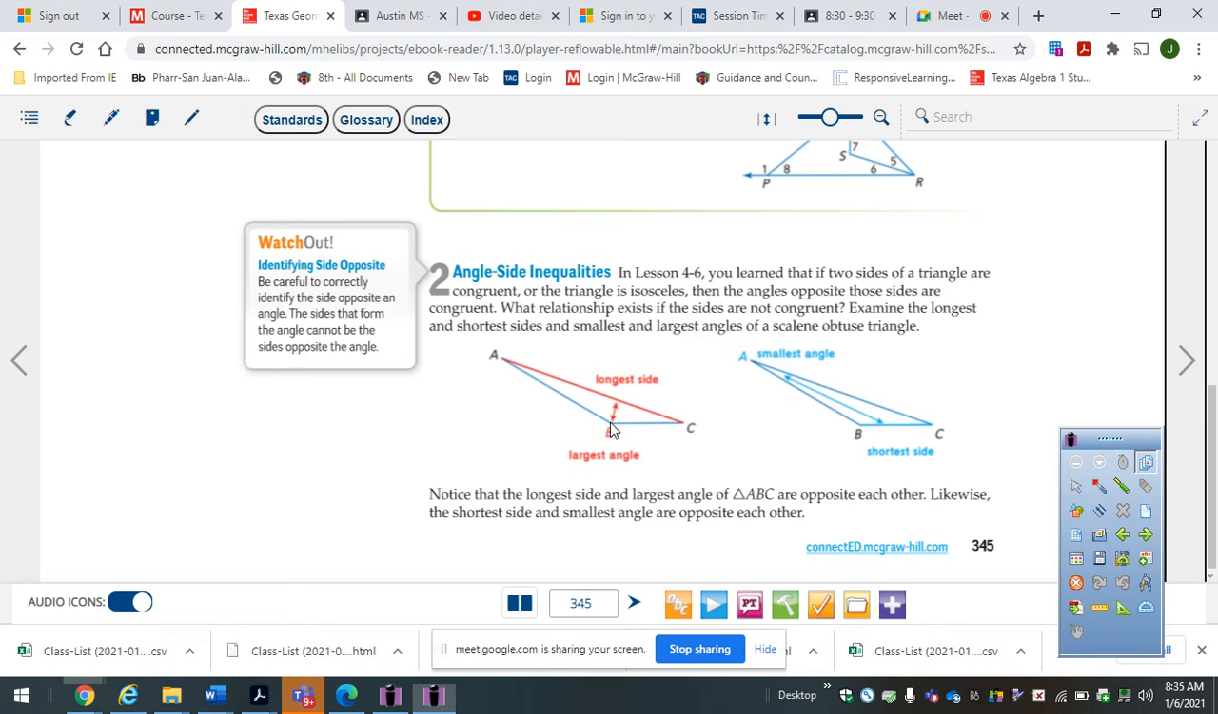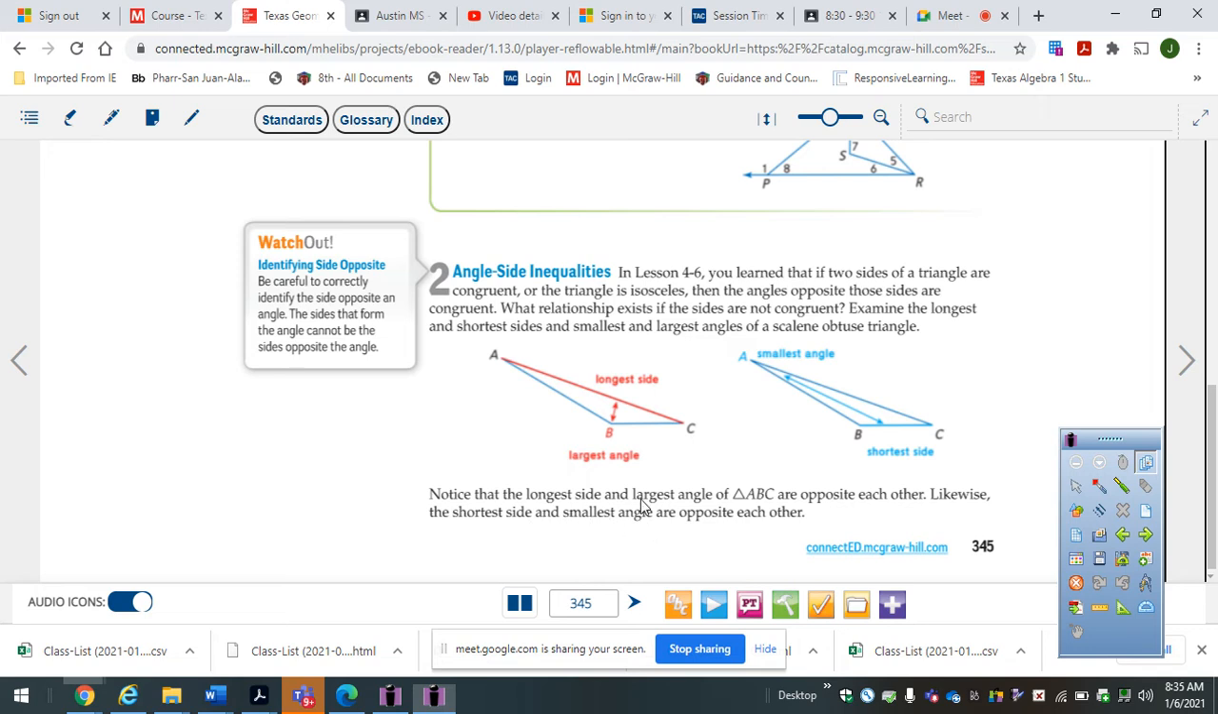It's kind of obvious. If you have the largest angle, it's across the longest side. And if you find the smallest angle, it's across the shortest side. Notice the longest side and the largest angle of triangle ABC are opposite of each other. Likewise, the shortest side and smallest angle are opposite of each other.